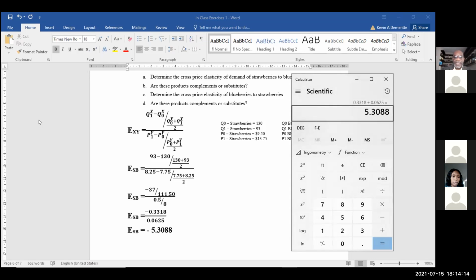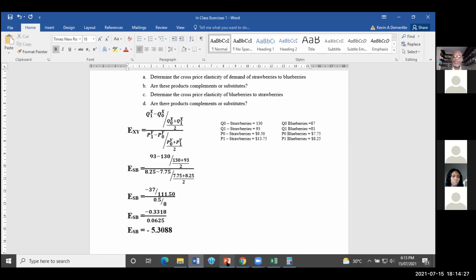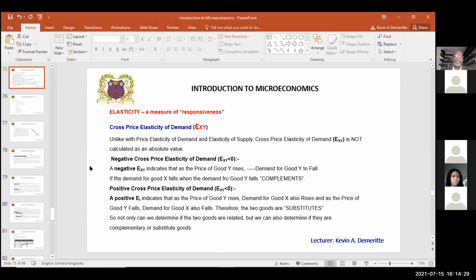Okay, so then, what's our conclusion? What kind of products are these? Go back to your notes. A negative cross-price elasticity, sorry, let me share it with you. A negative cross-price elasticity indicates that they are complements.